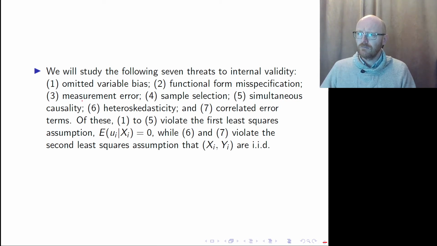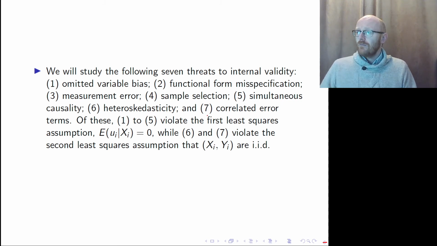You can have measurement error in the x variable or the y variable, and you can have problems with the sample selection. Maybe it's not random, but you believe it's random. And you can have simultaneous causality, that x affects y and y actually affects x back. And you could have heteroscedasticity. We have looked into that before in the residuals. And you can have correlated error terms.